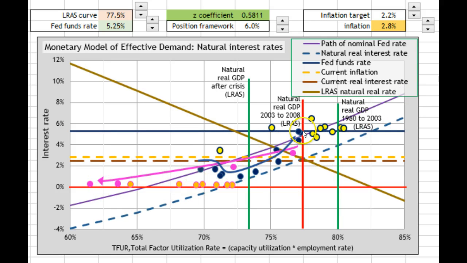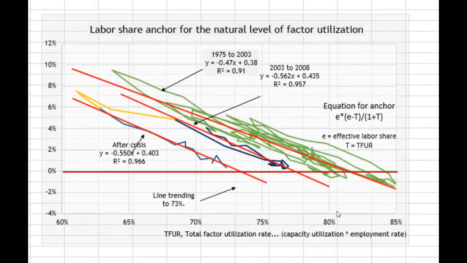Now before I get into going through these dots, I'm going to go ahead and explain why these natural real GDP levels shift. And I'm going to use this graph down here. This is a graph that uses an equation: effective labor share minus the total factor utilization rate, divided by 1 plus the total factor utilization rate.